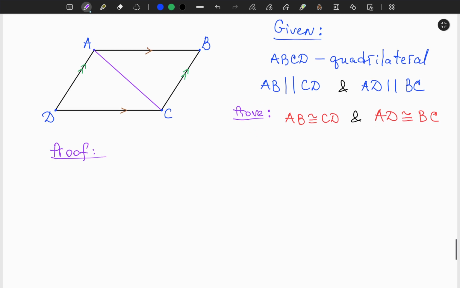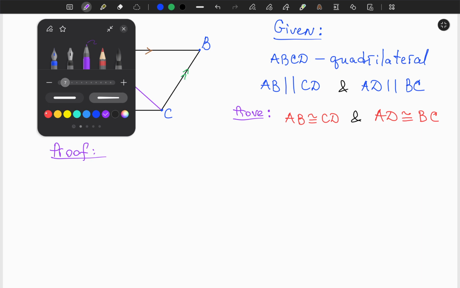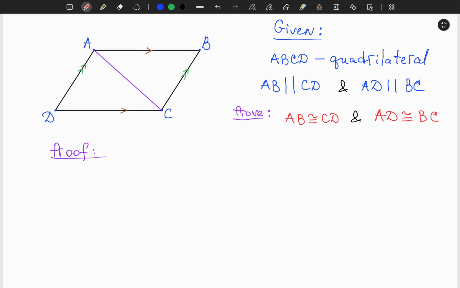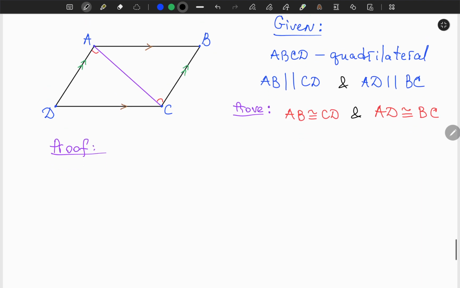All right. What do we know? If we're working with these parallel sides, we can work with this angle. So we can say angle CAD is congruent to angle ACB. These two angles are the same. Okay, let's make sure.